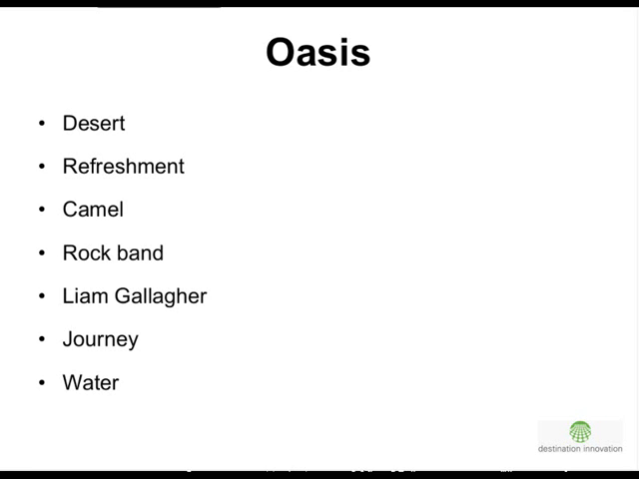Or we might put up a desert. That's where you find it. It's a refreshment. I think there's a drink called oasis, but it's certainly a refreshment in the desert. A camel might stop at an oasis. It's a rock band led by Liam Gallagher. You reach an oasis when you go on a journey. And the main component you've got there is water. So we then write those down, and then we try to force ideas based on this.